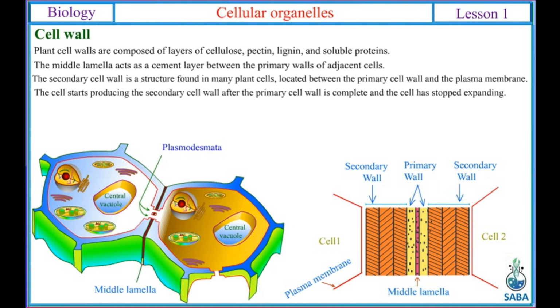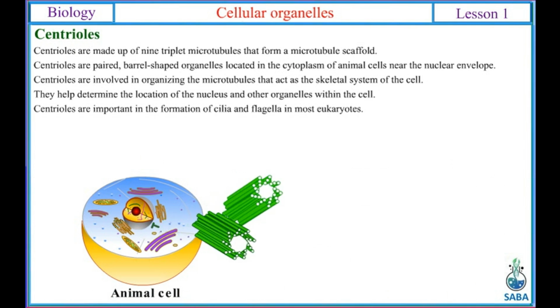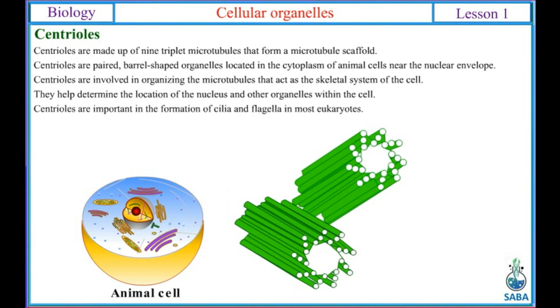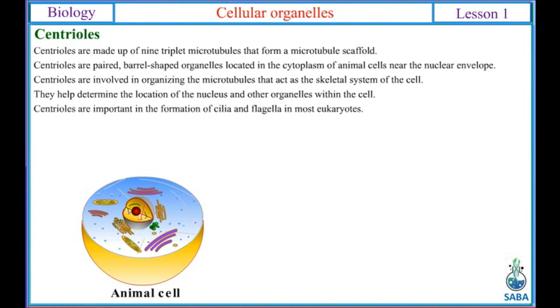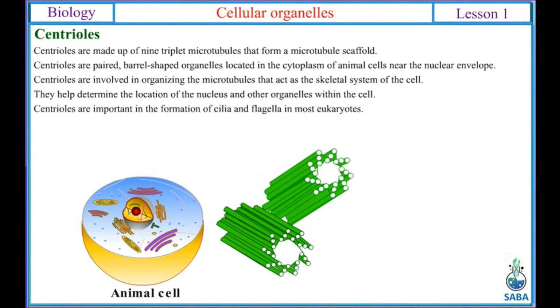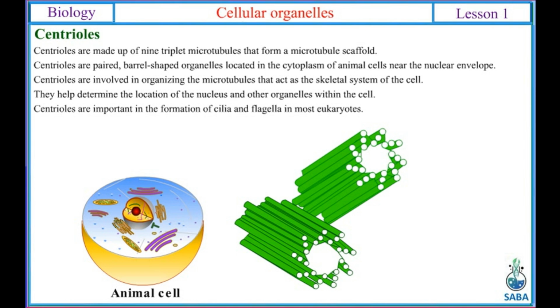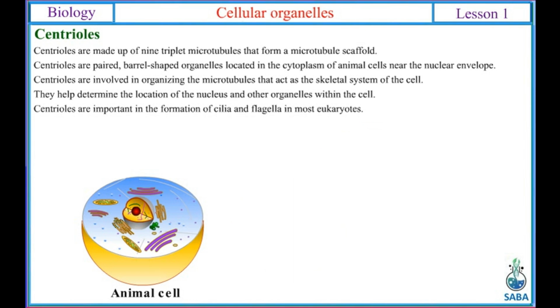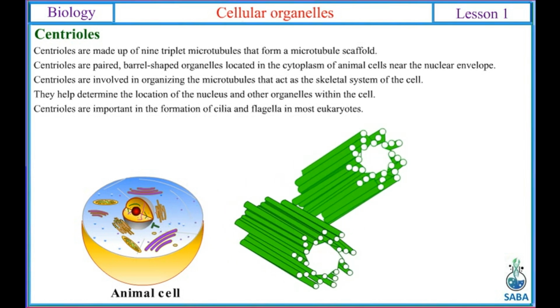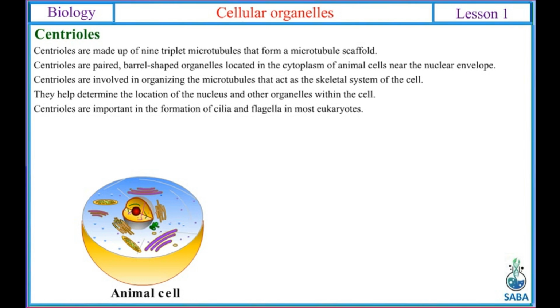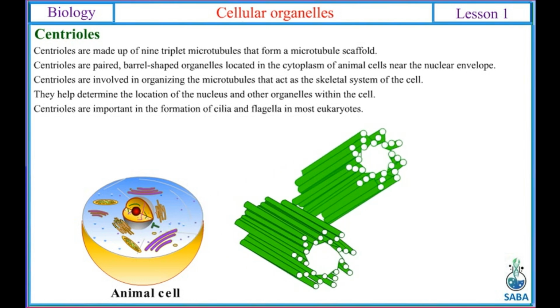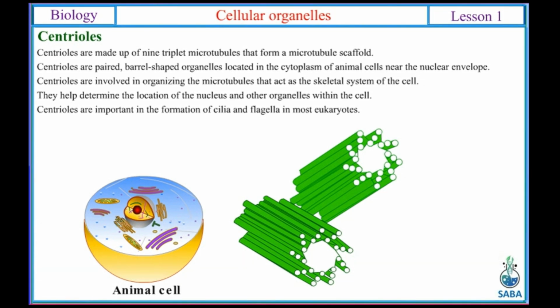The cells start producing the secondary cell wall after the primary cell wall is complete and the cell has stopped expanding. Centrioles. Centrioles are made of nine triplet microtubules that form a microtubule scaffold. Centrioles are paired, barrel-shaped organelles located in the cytoplasm of animal cells near the nuclear envelope. Centrioles are involved in organizing the microtubules that act as a skeletal system of the cell. They help determine the location of the nucleus and other organelles within the cell. Centrioles are important in the formation of cilia and flagella in most eukaryotes.